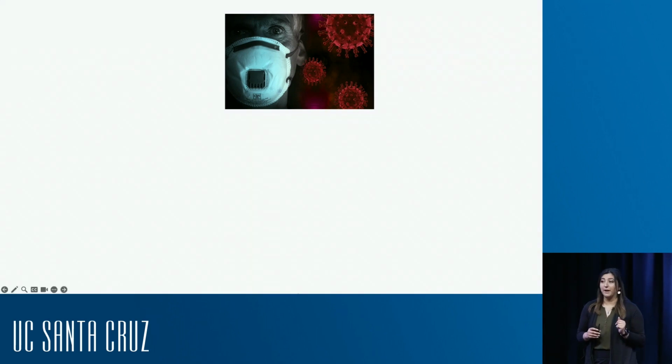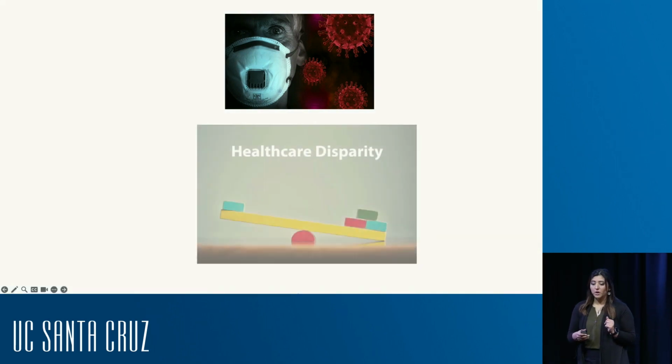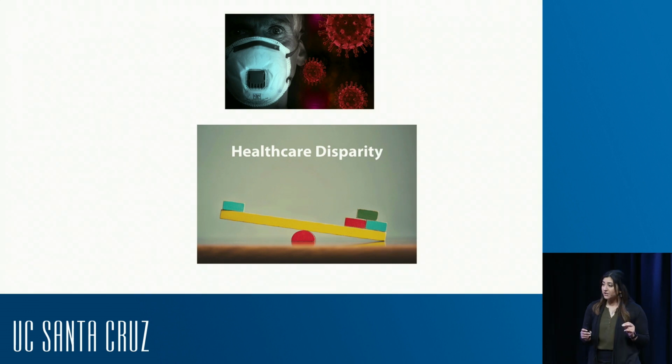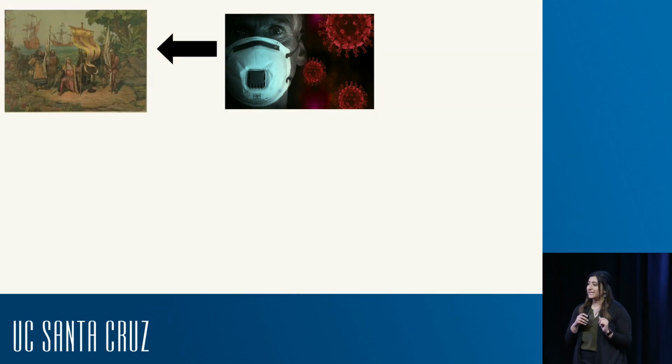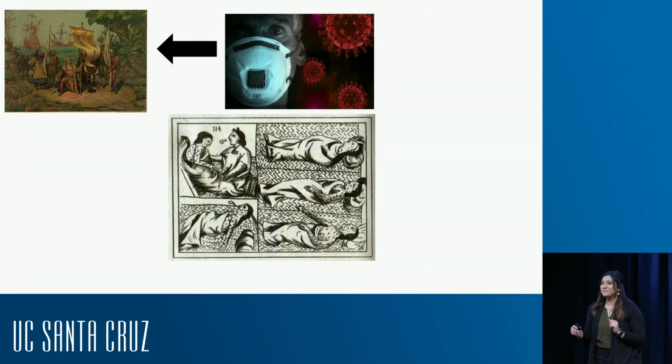Some people were impacted more than others. We saw major disparities in infection rates and health outcomes in lower income communities, communities of color, and generally descendants of colonized people. This may be the first time that many of us noticed this, but it's not the first time that it's happened.